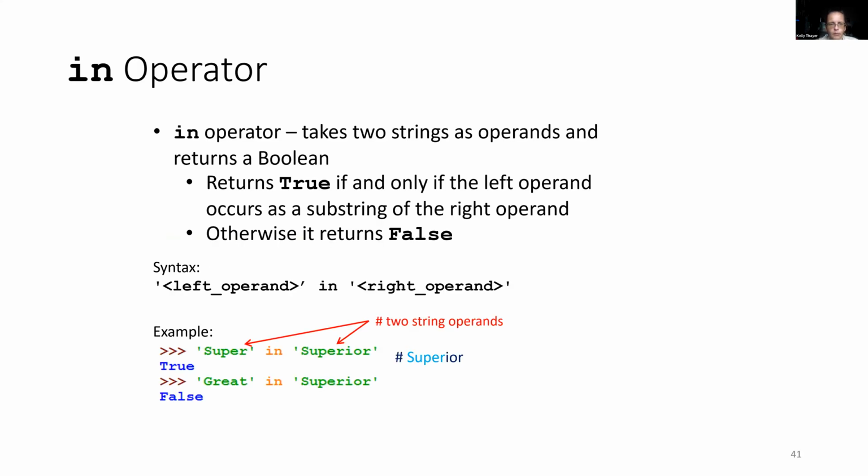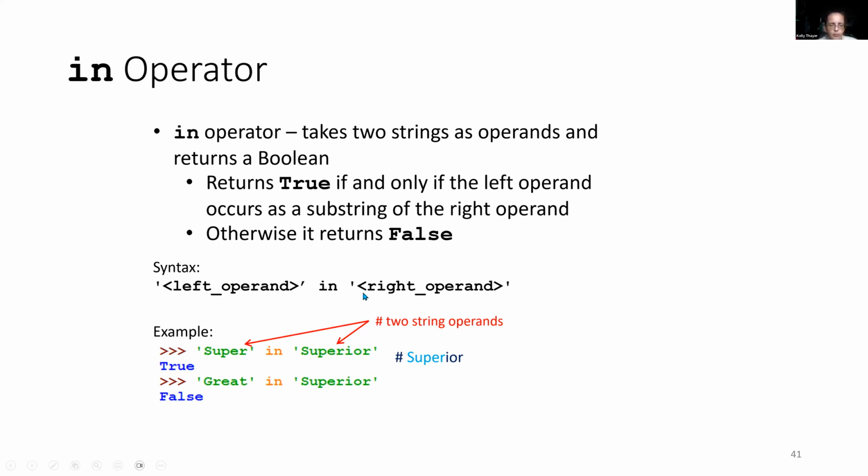Now let us talk about the in operator. The in operator takes two strings as operands and returns a Boolean. It returns true if and only if the left operand occurs as a substring of the right operand. Otherwise, it will return false.